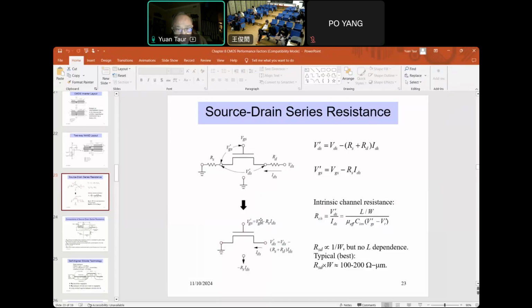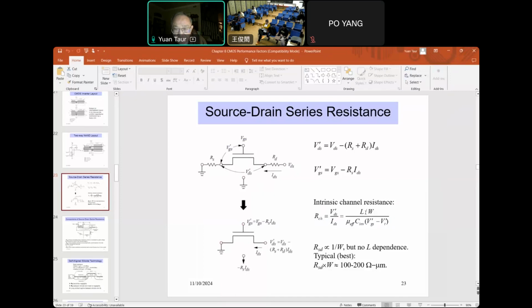As you can see here, the intrinsic gate voltage is reduced by the voltage drop across the source resistance RS. And for the drain resistance, it enters in the VDS prime part. So the source resistance actually is worse because it degrades both the gate to source voltage and also the drain to source voltage.